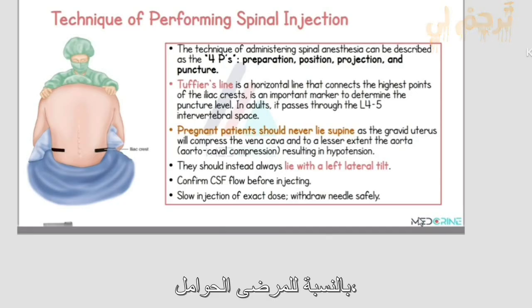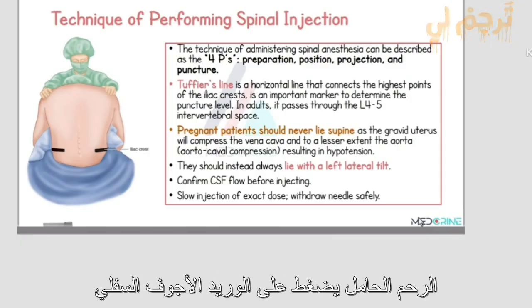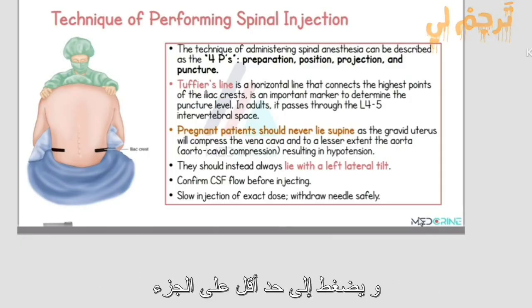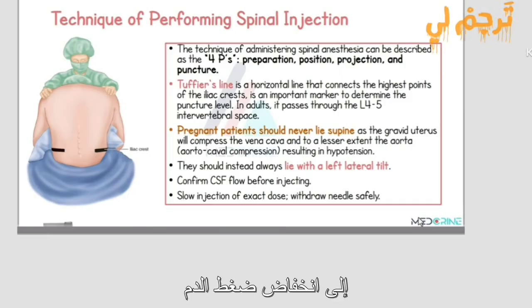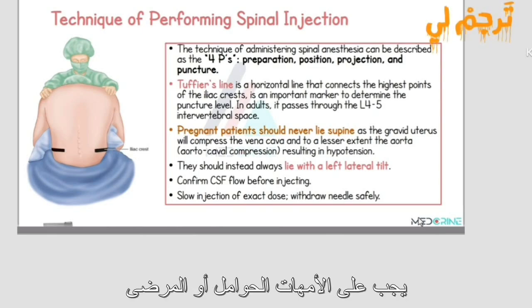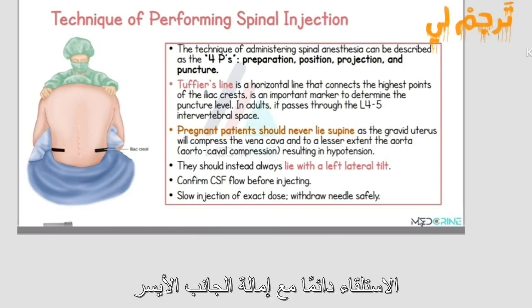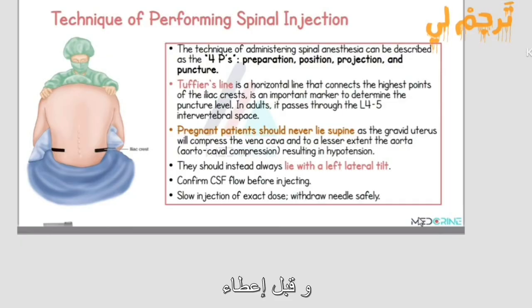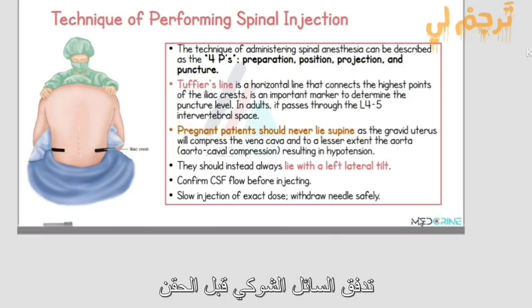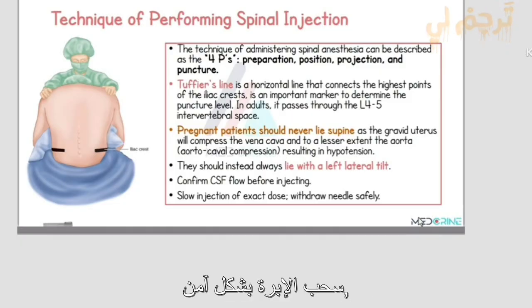In pregnant patients, we are always advised that they should never lie in a supine position, as the gravid uterus will compress the vena cava and, to some lesser extent, the aorta, causing aortocaval compression. This compression could result in hypotension. The pregnant mothers or patients should always lie with a left lateral tilt, and before administering the spinal injection, you need to confirm the cerebrospinal fluid flow before injecting. Then a slow injection is performed of the exact dose, and you need to withdraw the needle safely.